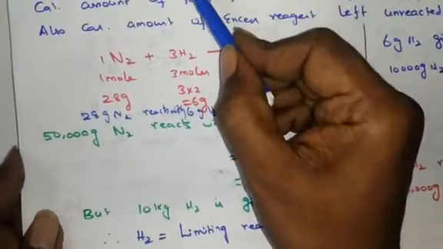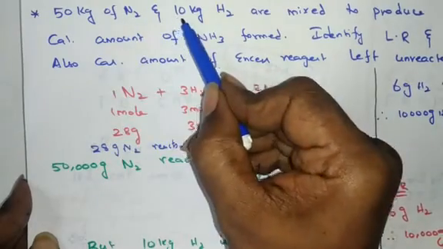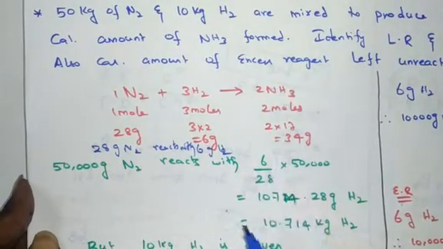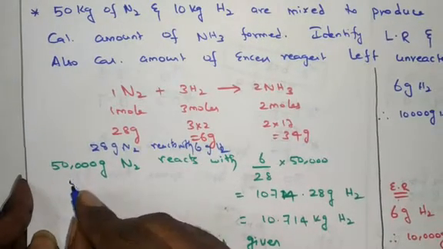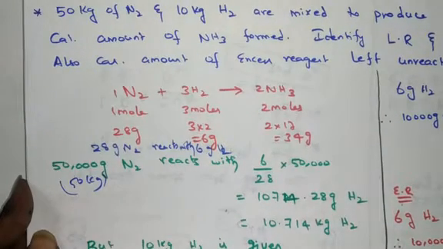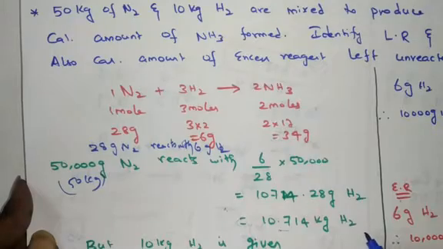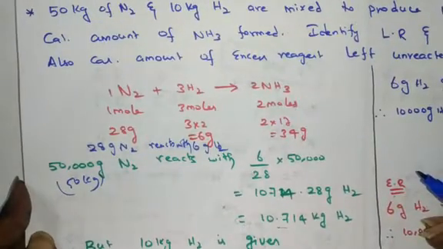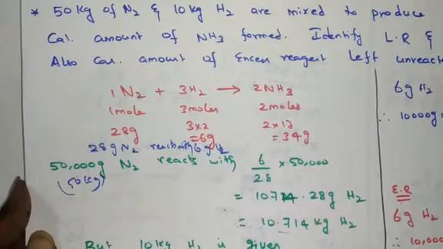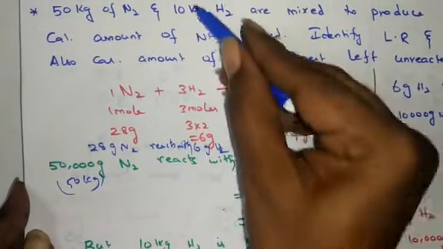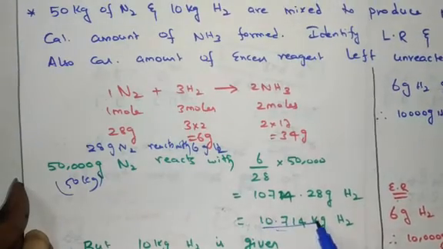But they gave 10 kilograms of hydrogen. So 50 kilograms of nitrogen is given, 10 kilograms of hydrogen is given. But when we do the calculation, 50,000 grams, that is 50 kilograms of nitrogen, requires 10.7 kilograms of hydrogen. But it is given 10 kilograms. So the amount of hydrogen required is more than the given mass. Correct. The amount of hydrogen required is 10.714, but they gave 10 kilograms.